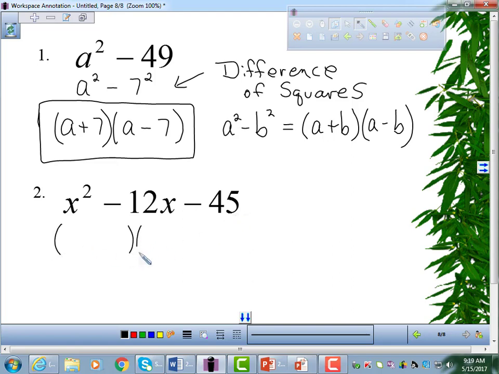Since it's three terms and the leading coefficient is a 1, you're looking for two numbers that when you multiply, you get the C value. But when you add those same numbers, you get the middle term coefficient.